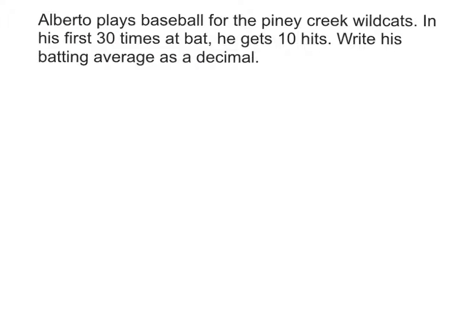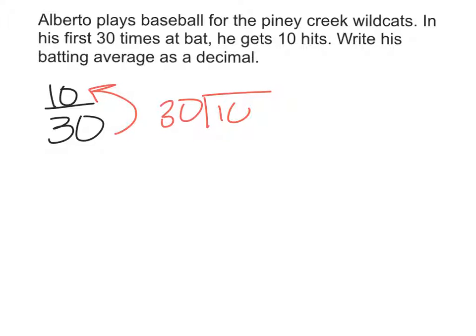Alberto plays baseball for the Piney Creek Wildcats. In his first 30 times at bat, he gets 10 hits. Write his batting average as a decimal. So first let's write what his batting average is. He gets 10 hits out of 30 attempts, right? And so now let's try to turn it into a decimal. And how do we do that? Bottom into top. So we do 30 into 10.